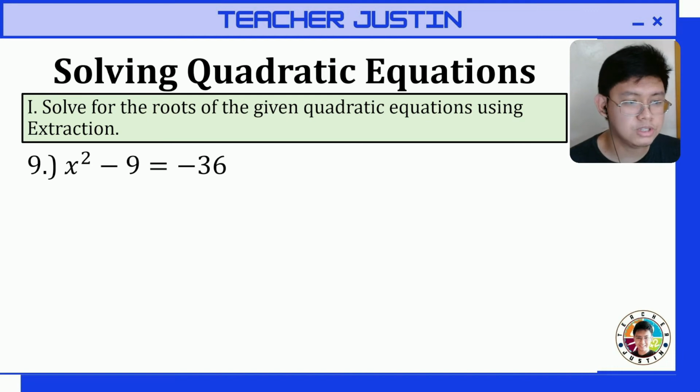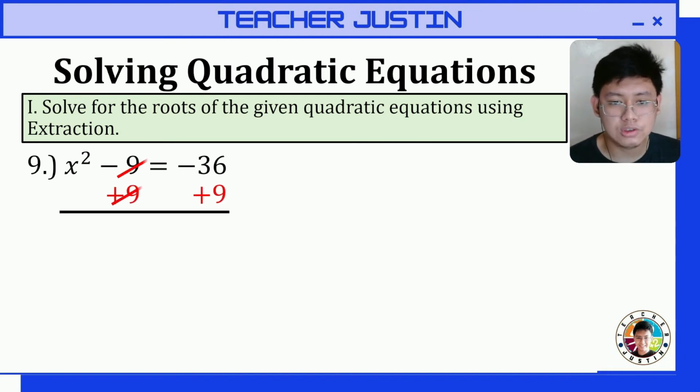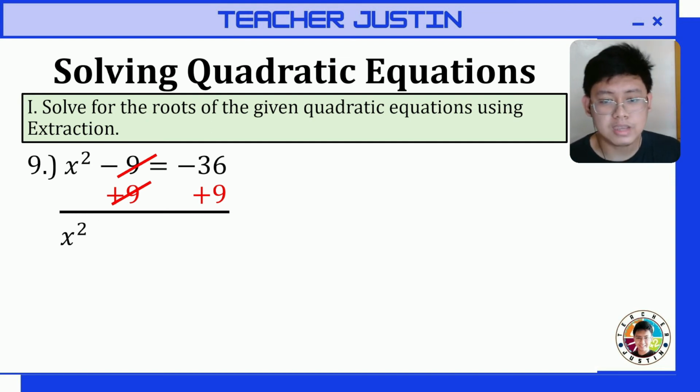So, let's add both sides by 9. Okay, para ma-cancel out natin yung 9. Ang matitira sa left side is x squared. At sa right side, negative 36 plus 9 will be equal to negative 27.